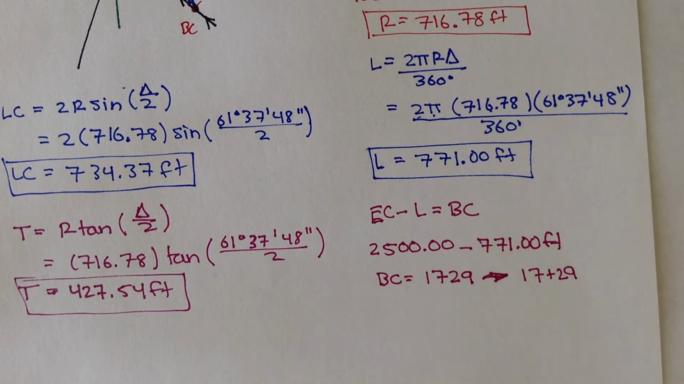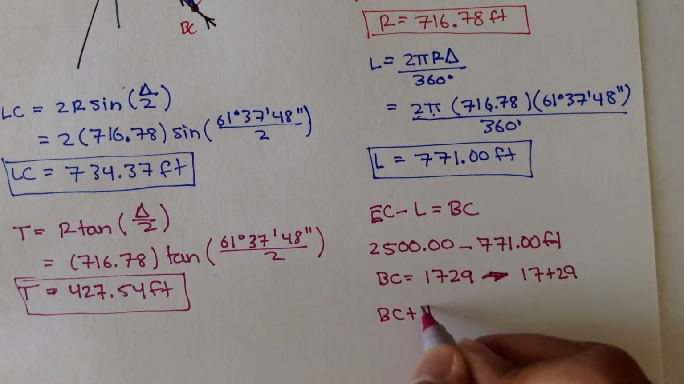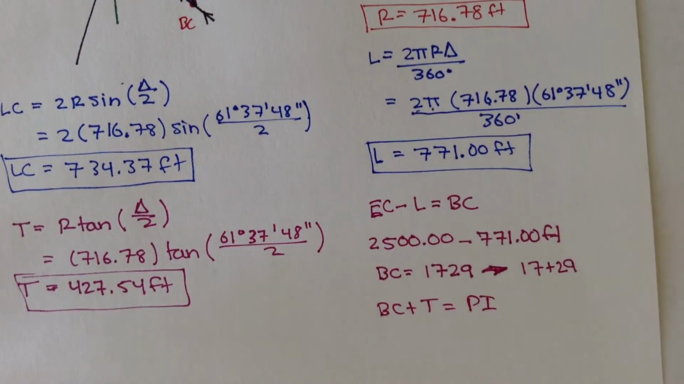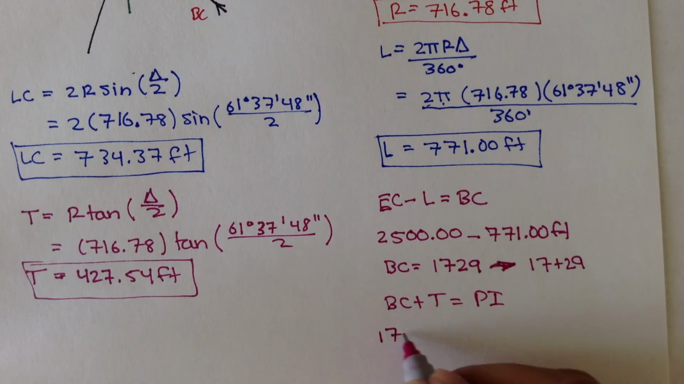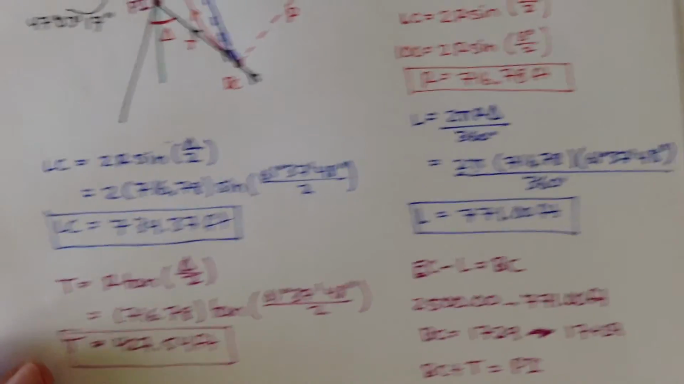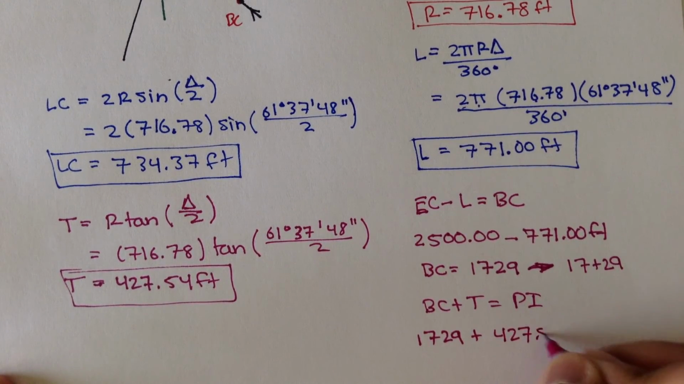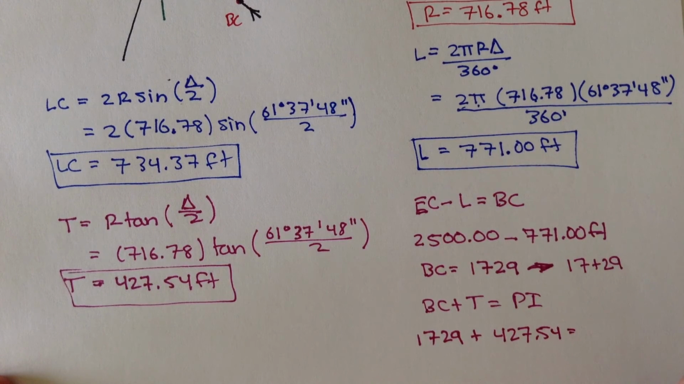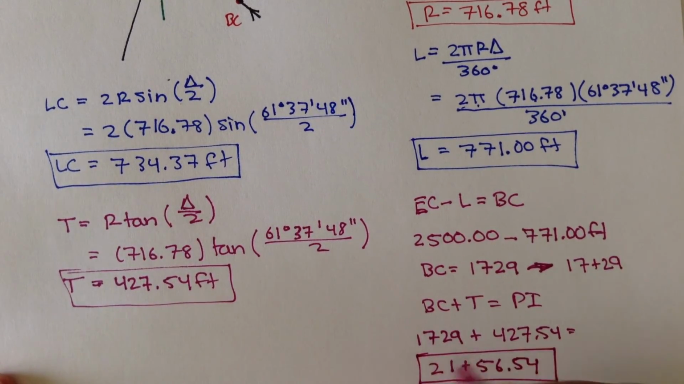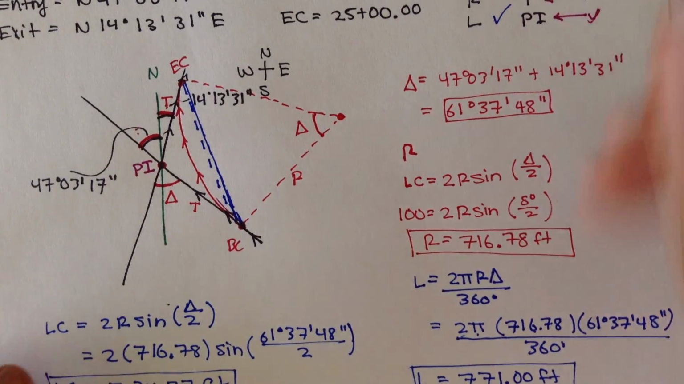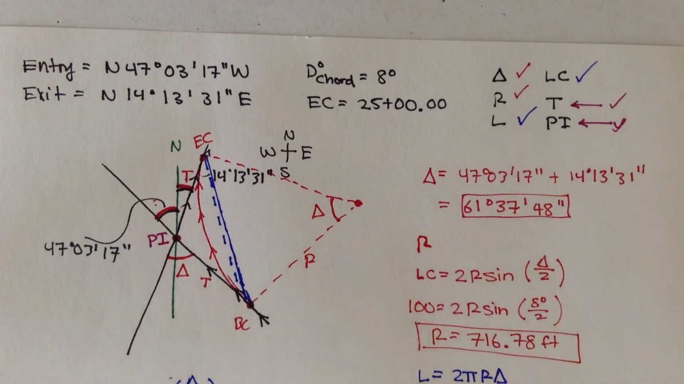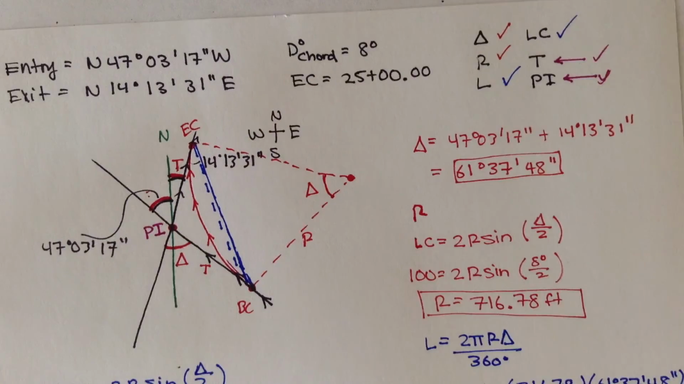Okay, so to the BC we're going to add the tangent distance, and that's going to give us the station of our point of intersection. Our beginning of curve was 1729. Our tangent we figured out here was 427.54 feet. We add those two numbers together, we should get 21 plus 56.54. Okay, that right there is the point of intersection. Cool. So we figured out all these parameters using what we know about horizontal curves and this bearing business.